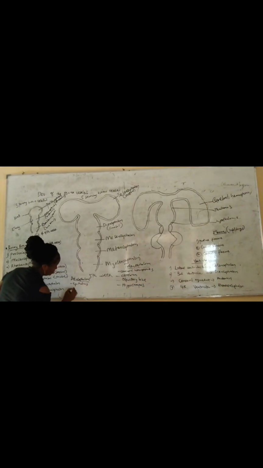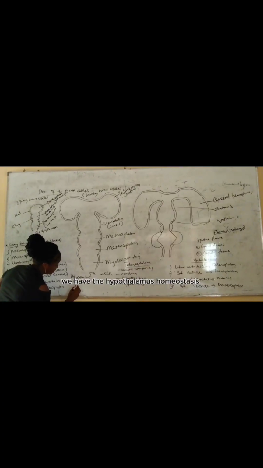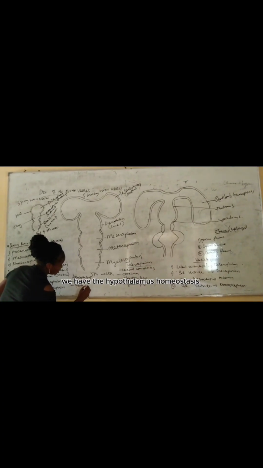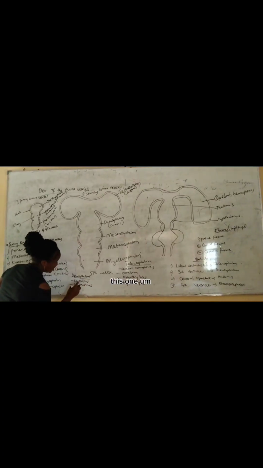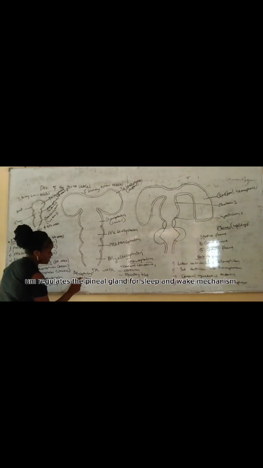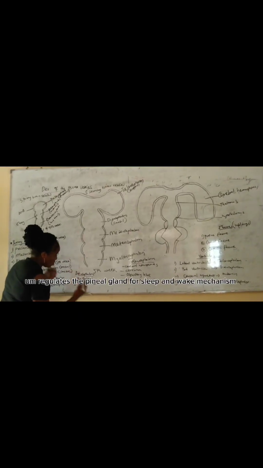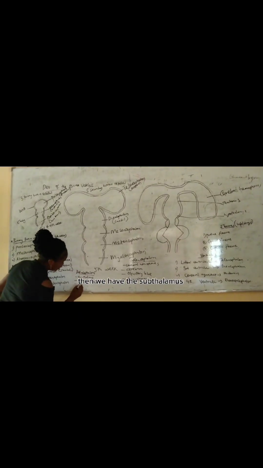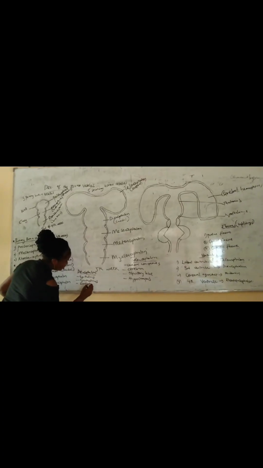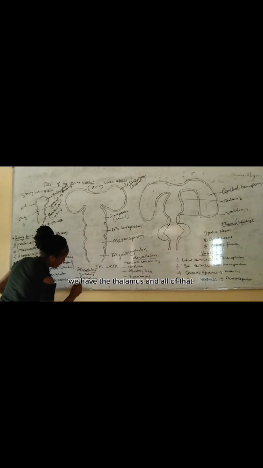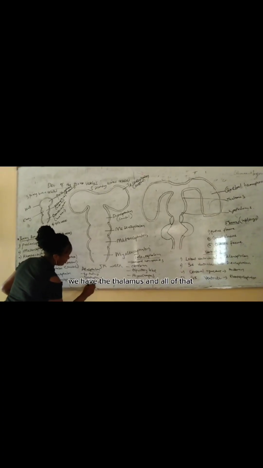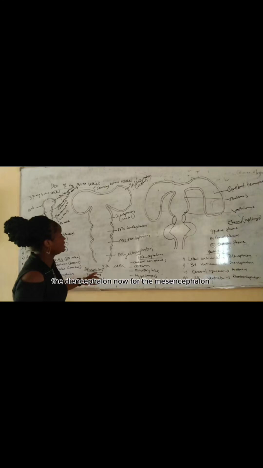So for the Diencephalon, we have the following structures. We have the epithalamus, we have the hypothalamus for homeostasis. This one regulates the pineal gland for sleep and wake mechanism. Then we have the subthalamus, we have the thalamus, and all of that. So these are the structures of the Diencephalon.